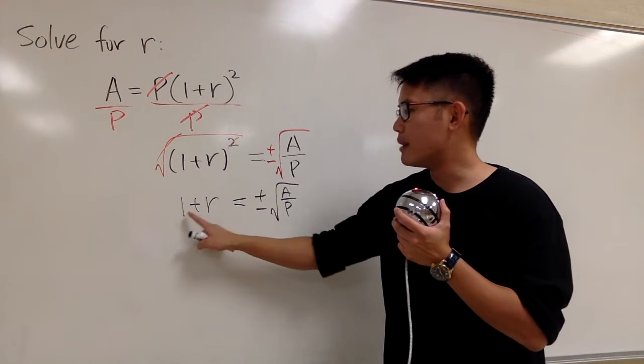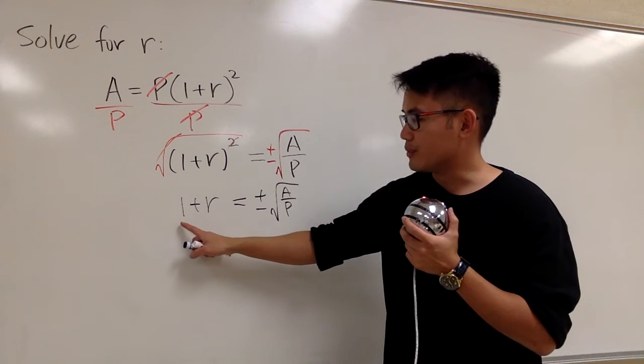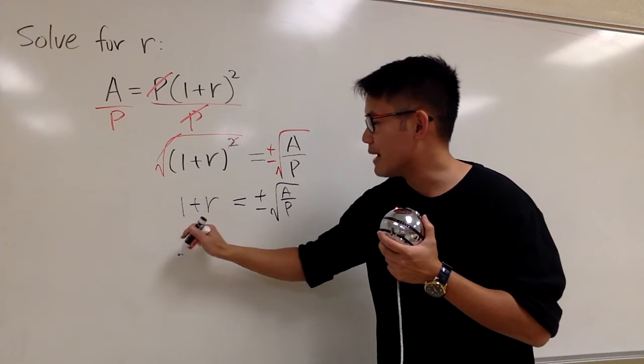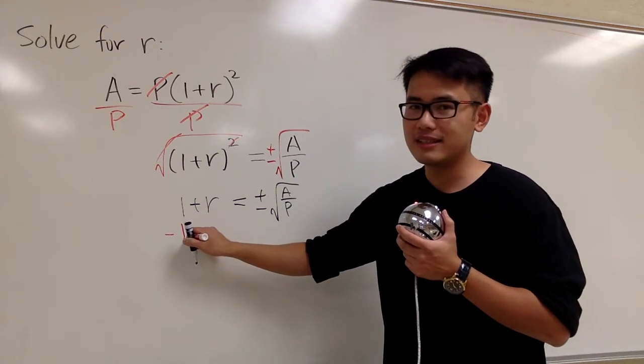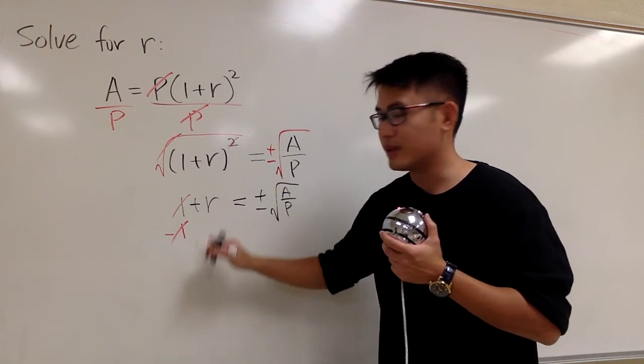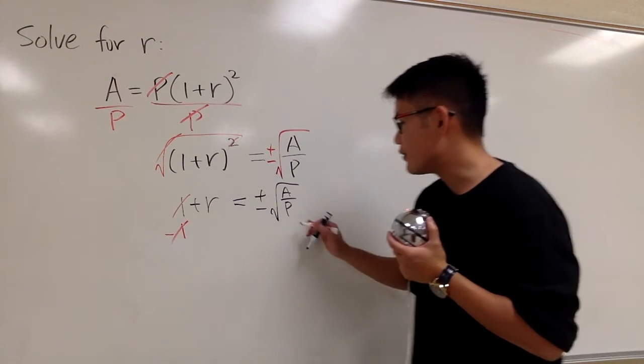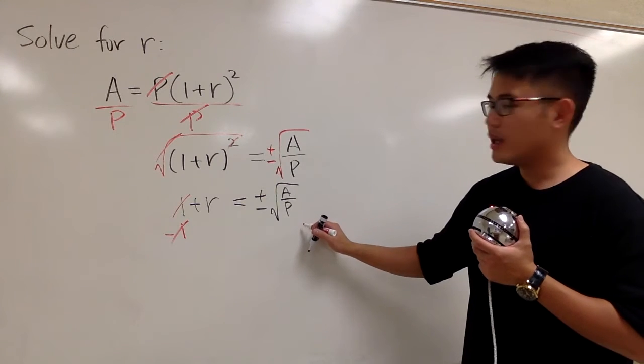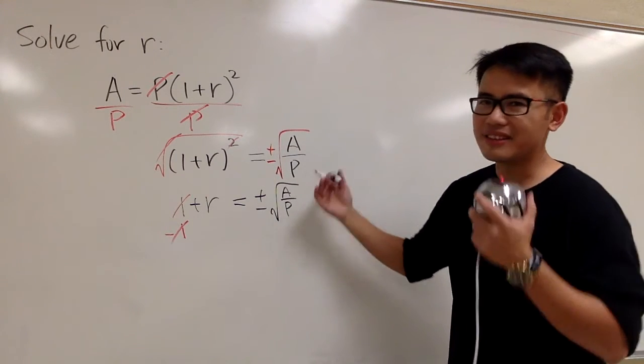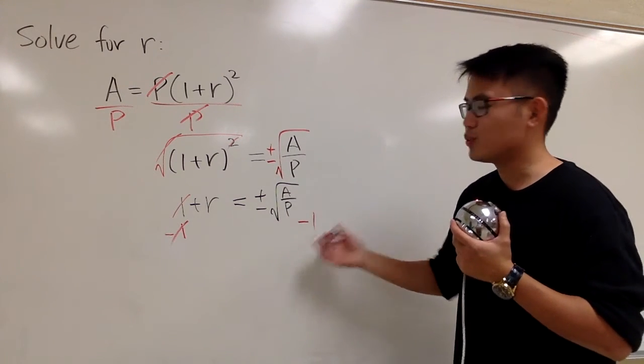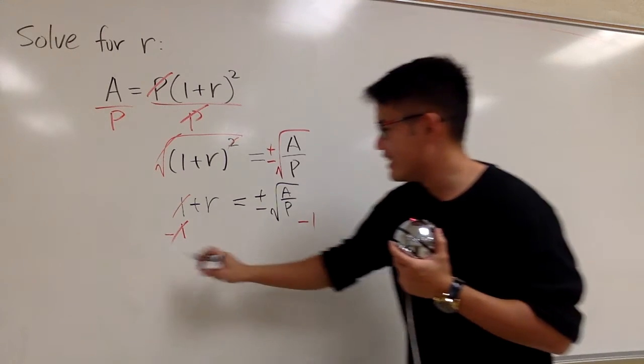Here we have 1 plus r. We have to take care of this one. We have to minus 1 on both sides so that they will cancel. We can get r by itself. So we have to minus 1 right here as well. But this is an expression, right? It's not a number, so let me just write down the minus 1 at the end like this.